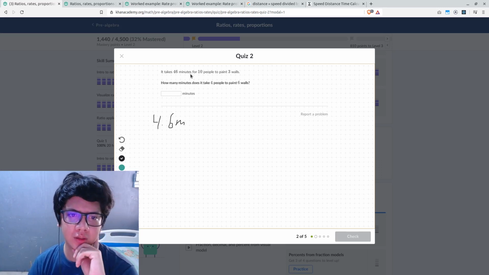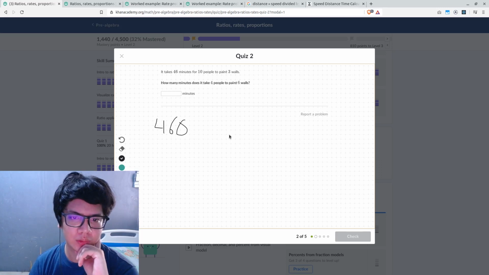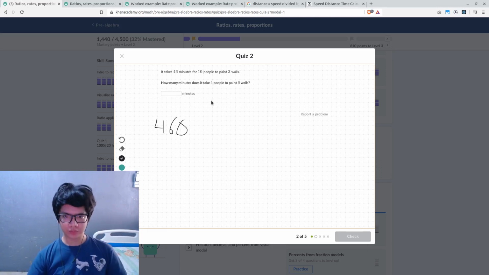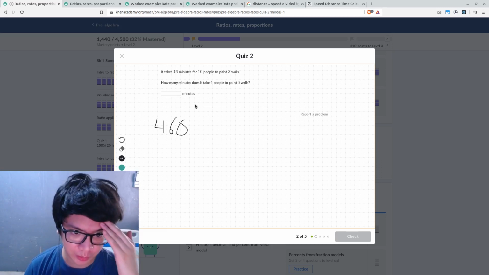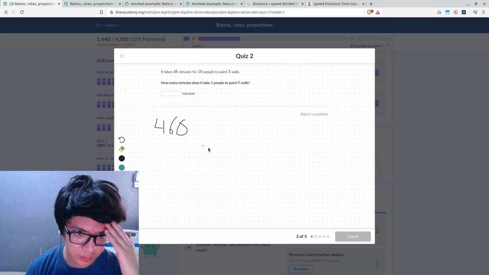Why did I divide this by? Oh my god. Let's do it again. That's for 10 people, right? So if it's just 1 person, then it would be 460 in 3 walls. So then if this is 3 walls, multiply it by that. If it's just 1 person, it would take times 10 of that, around 60 minutes to paint 3 walls.